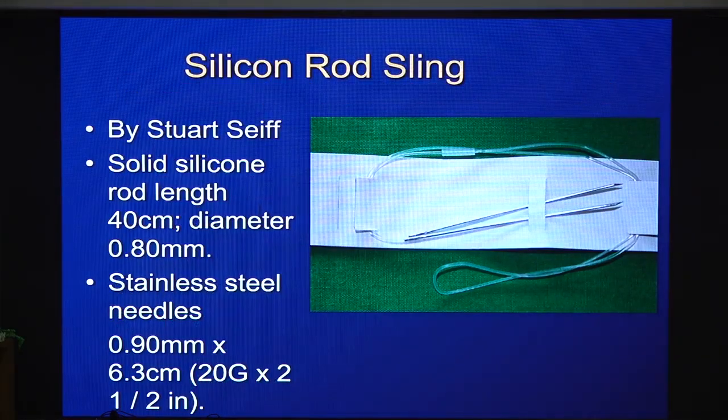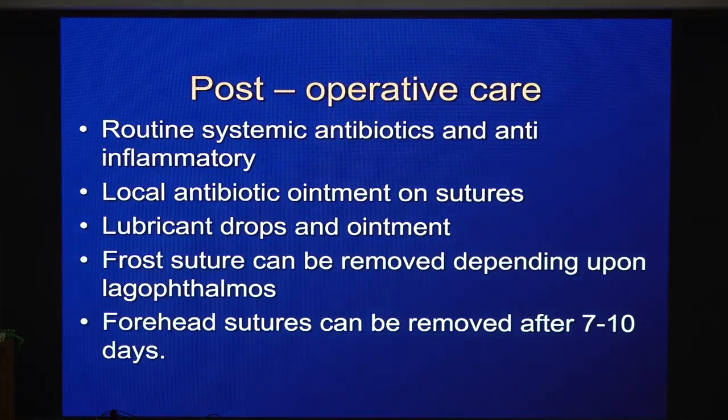This is what is called the silicone rod sling now, because nowadays it is the preferred mode. Fascia lata sling is not performed so often. Of course, it has its own limitations. It's a silicone rod which is 40 centimeters in length, 0.8 millimeters in diameter. It is swaged onto stainless steel needles. So it comes along with these needles, and you have to pass it forming a pentagon from the lid towards the lid margin.